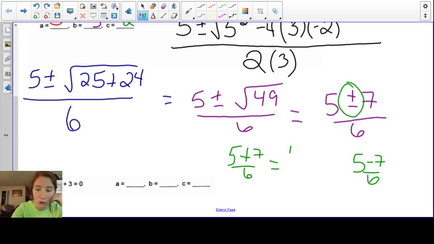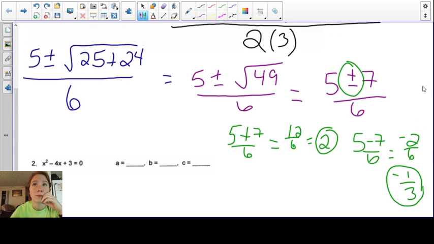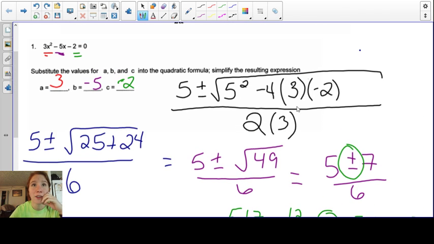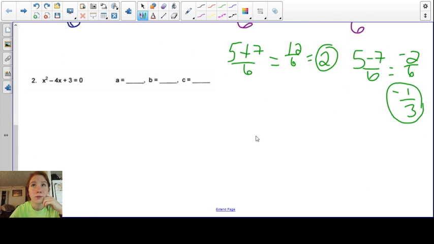So this will give me 12 divided by 6, which is 2. So one of my answers is 2. And then the other one is going to give me negative 2 over 6, which will give me a negative 1 over 3. So the hardest part is making sure you simplify your steps correctly. Alright, let's try the next one.